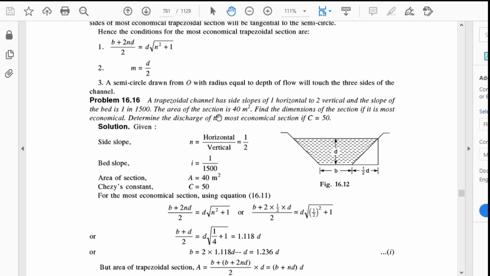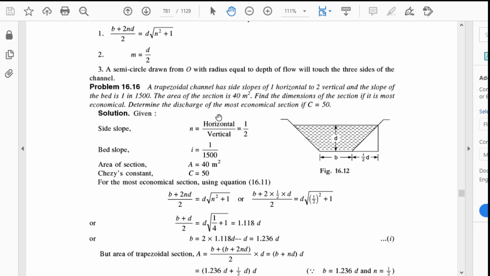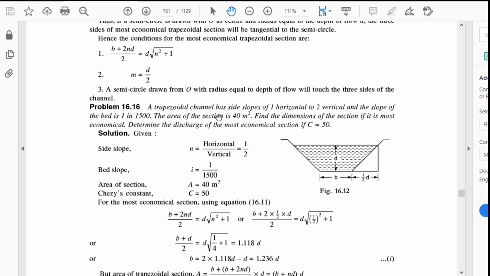Okay, now in previous videos we have studied the most economical rectangular channel, also the most economical trapezoidal channel section. Now we will move further for the numericals for trapezoidal channel section. Here you can see that there are three conditions for the economical trapezoidal section.